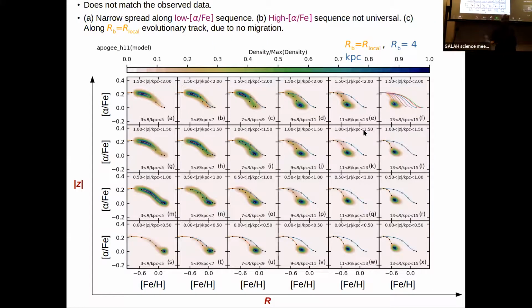If you don't put in radial migration, this is what you get. This doesn't look like the observational data at all. The low alpha sequence is not spread out at all. And most of the stars just lie on this orange line, which is expected because they're not migrating.